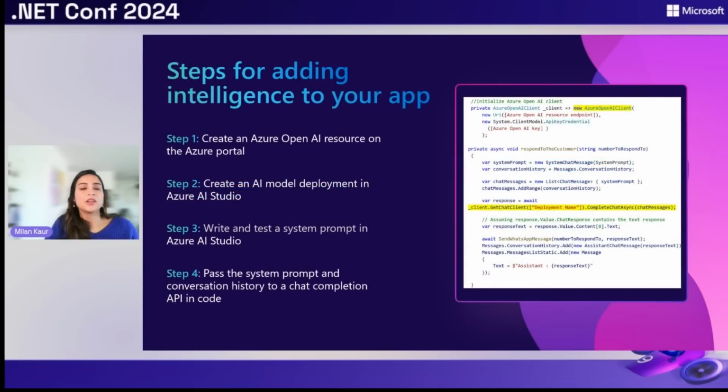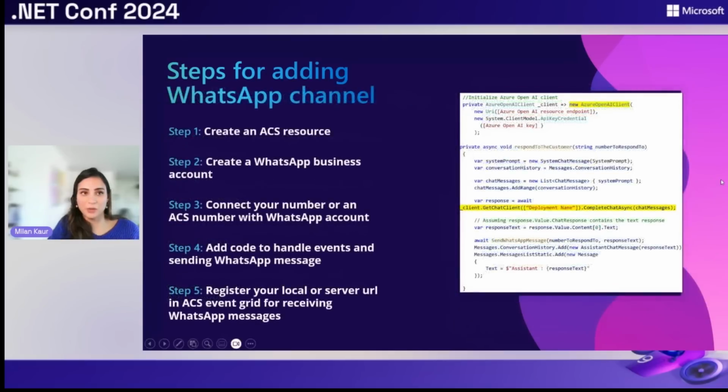To recap, for adding intelligence into our app, what did we do? We created an Azure OpenAI resource, we created a deployment, and then we also had a system prompt. There is a way to test the system prompt in Azure OpenAI Studio. I did not show that, but you can search for it. We have a lot of content online available. And then you pass the system prompt to the chat completion API.